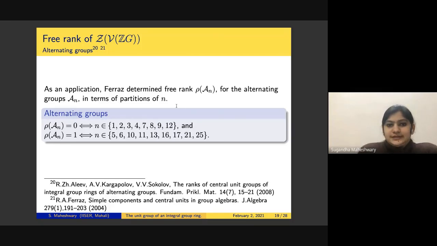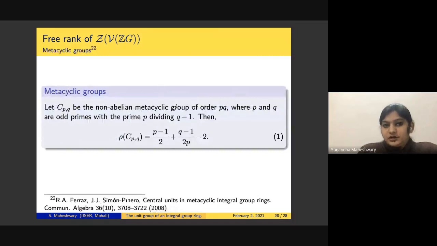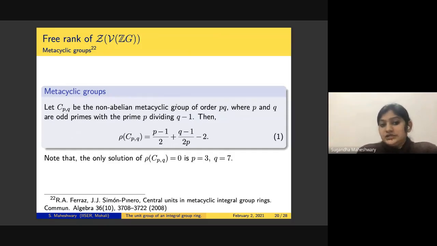So let's see, what more do we know? We know the rank for the case when G is a metacyclic group as well. So if you have a metacyclic group of order pq, where p divides q minus 1, then for this metacyclic group, we know the rank is going to be given by this formula. And in fact, the only solution to this rank being 0 is 3 or 7.